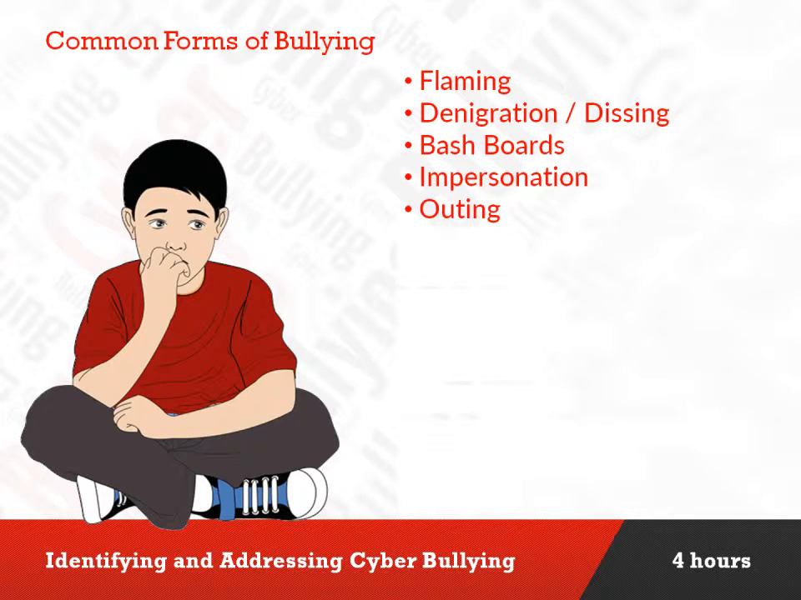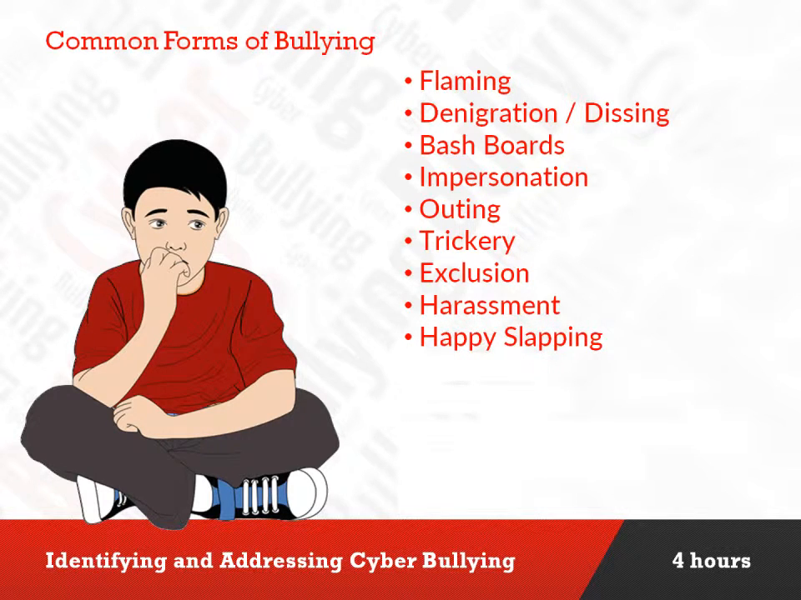Outing occurs when someone sends or publishes confidential, private, or embarrassing information online. Private email messages or images meant for private viewing are then forwarded to others. Trickery is when a person purposely tricks another person into divulging secrets, private information, or embarrassing information, and publishes that information online. Exclusion is an indirect method of online bullying, intentionally excluding someone from an online group or community. Harassment is when the electronic bully repeatedly sends insulting, hurtful, rude messages.